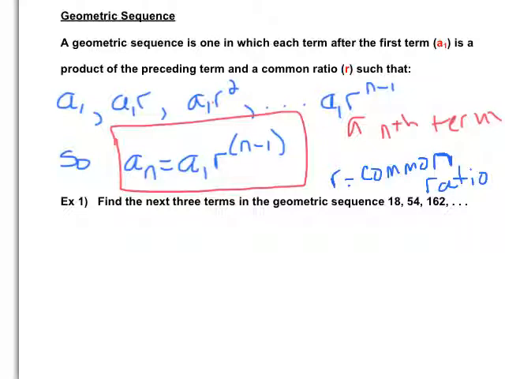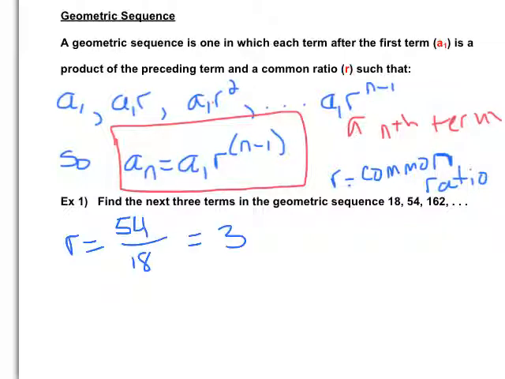So let's do an example. Find the next three terms in this geometric sequence, 18, 54, 162. The first thing you do is find the common ratio. So r is going to be, I take any two successive terms. I can take 54, and I divide it by the preceding term, 18. 54 divided by 18 is 3.